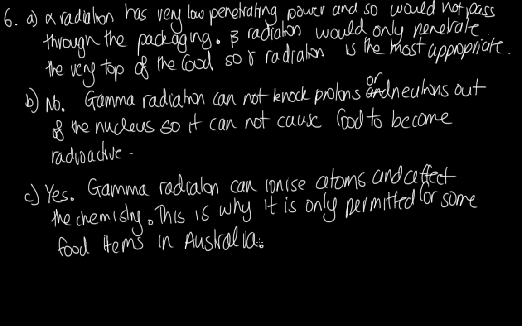So Australia has fairly strict rules about the irradiation of food. Some countries allow it a lot more, but in Australia they want to hold off on allowing it until there's a lot of evidence that it is very safe. And it is possible that it may affect the chemistry.